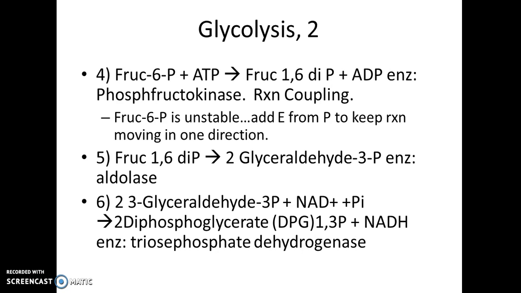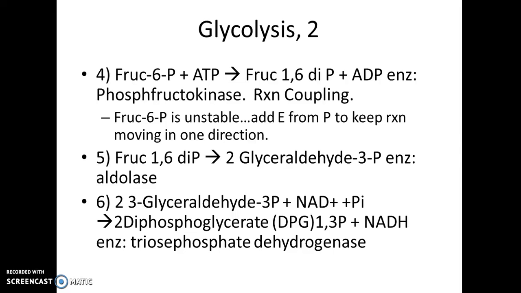Now, this next reaction is an example of reaction coupling. So fructose 6-phosphate is very unstable and wants to revert right back to glucose 6-phosphate. And if that were to happen, then the reaction or glycolysis would grind to a halt. Everything would stop. So right after fructose 6-phosphate is formed, a phosphate from ATP is added to it. We're adding energy to it, and as we add energy to it, we make it a little more stable and keep the reaction moving in one direction.